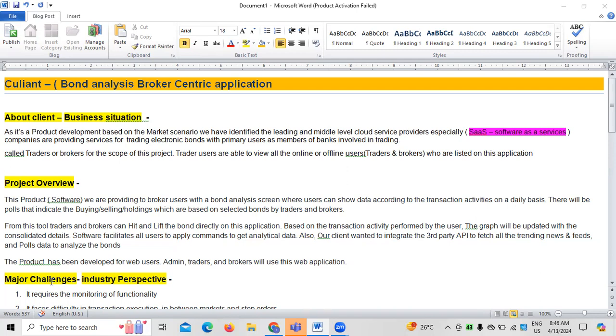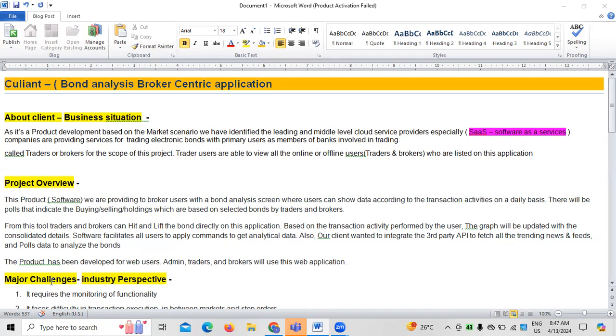So generally the business situation, as Qlient has identified in the market, is from the cloud service providers who are majorly providing software as a service for companies, by providing services for the benefit of trading electronic bonds, especially with the primary users as well as the members of the banks who are involved in the trading. Because banks and financial institutions provide multiple services. They even provide loans to customers, right? So managing their accounts, right? Service accounts, savings accounts, current accounts, all that.